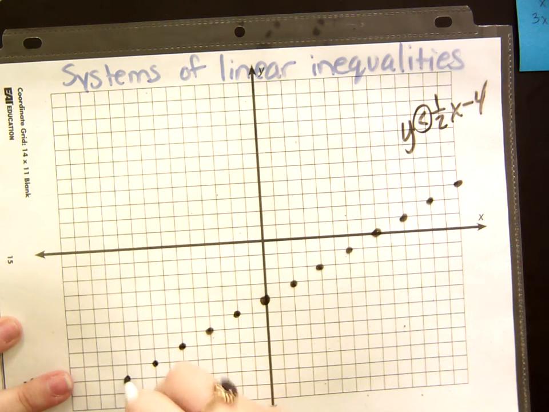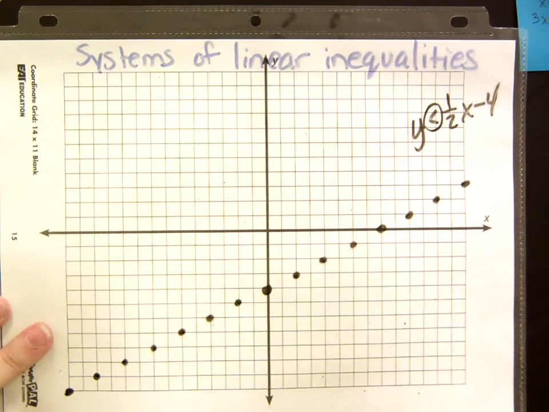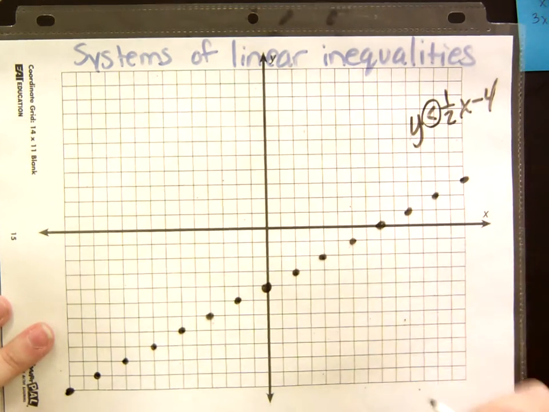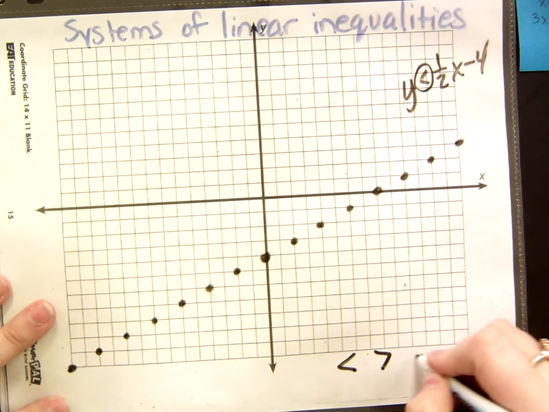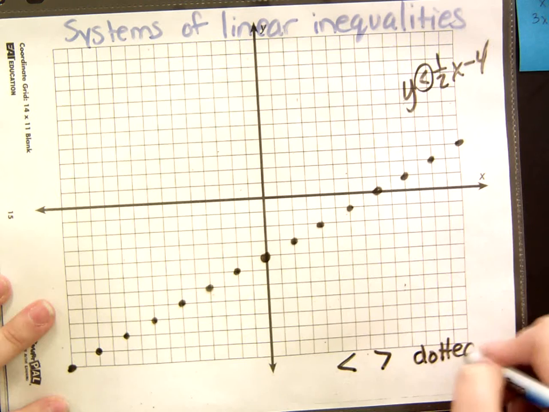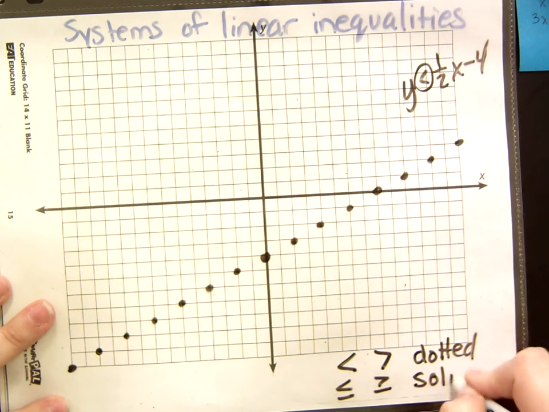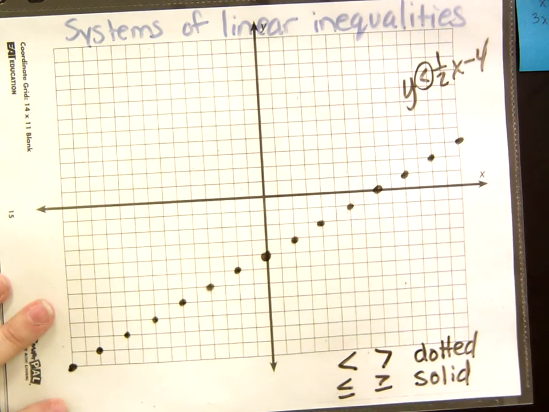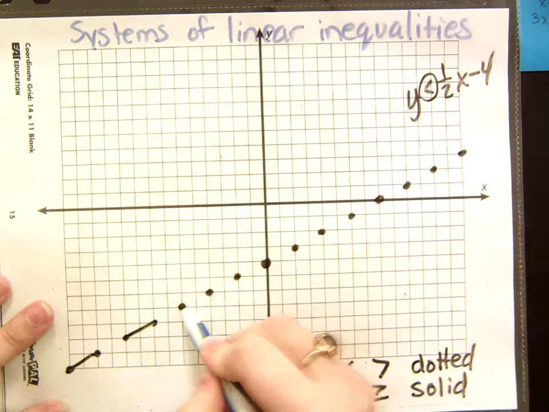The first is what type of line are you going to be drawing? Is it going to be dotted or solid? If you have less than or greater than, it's going to be dotted. If it's the or equal to's, you're going to use a solid line. So in this case, because it's just less than, I'm going to use a dotted line.